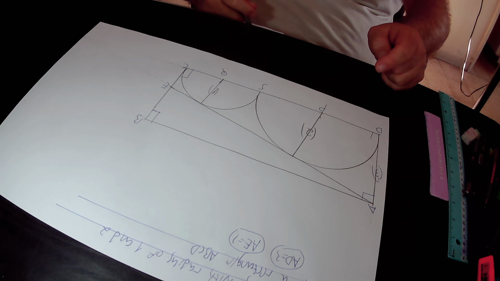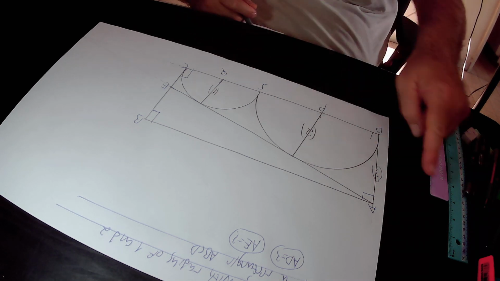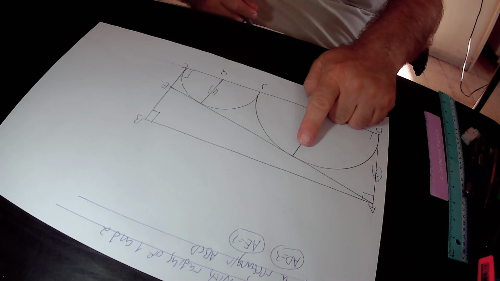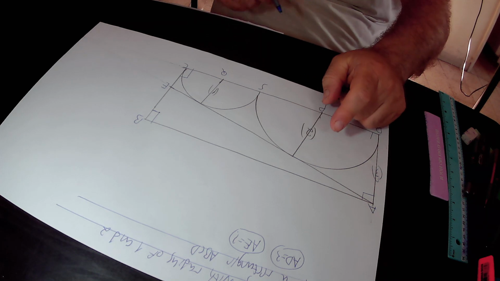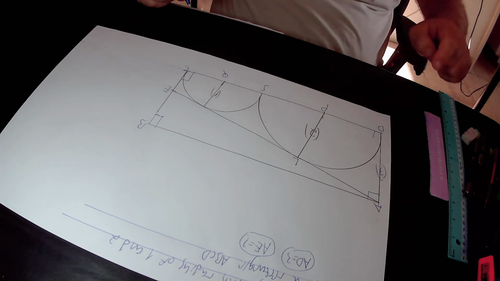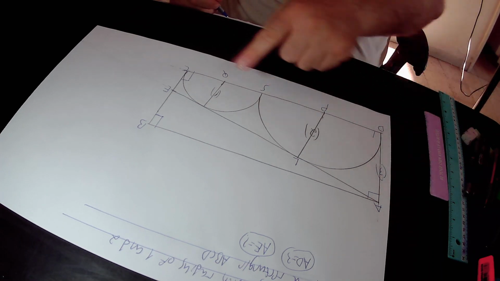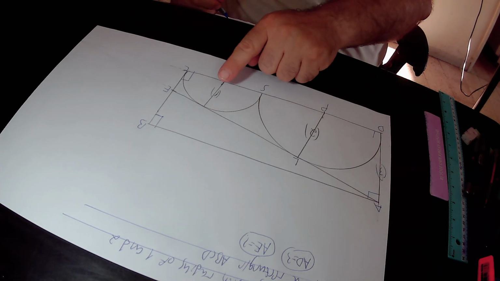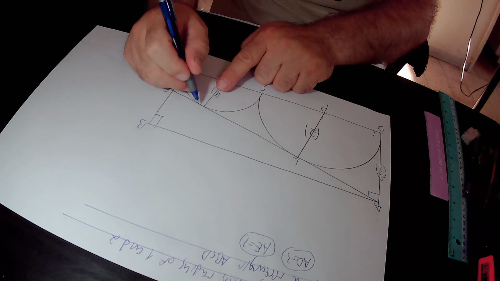Likewise, we will define the point of tangency of tangent AE with this big semicircle. This point is point L. And finally, we will define the point of tangency of tangent AE with this small semicircle. This point is point G.